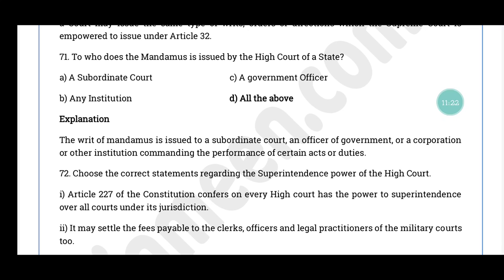Question number 71. To whom does the mandamus is issued by the High Court of a state? The correct answer is option D, all the above. That is a subordinate court, a government officer or any institution. The writ of mandamus வந்து it may be issued to ஒரு subordinate கோர்ட்டுக்கு கொடுக்கலாம், இல்லைனா ஒரு கவர்மெண்ட் ஆஃபீஸருக்கு கொடுக்கலாம், இல்லைனா ஒரு கார்பரேஷன் இல்லை ஒரு இன்ஸ்டிடியூஷன் commanding the performance of certain acts or duties.